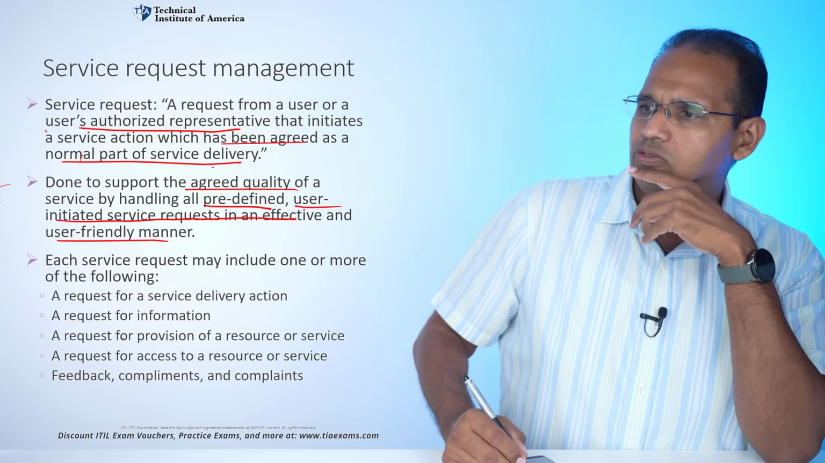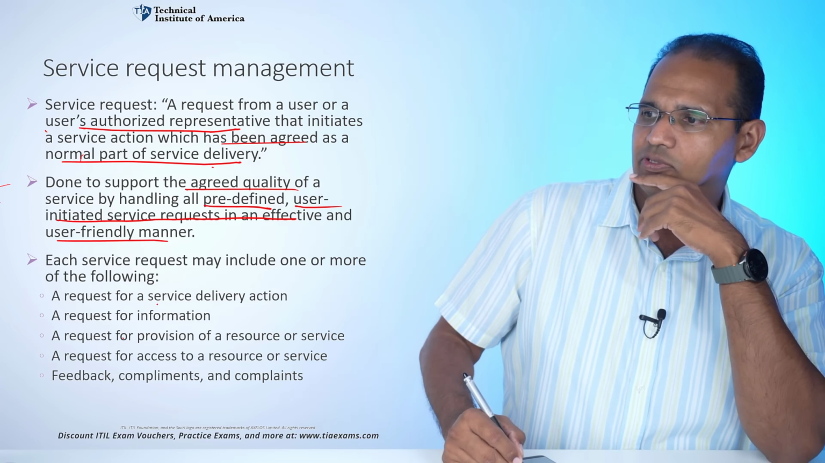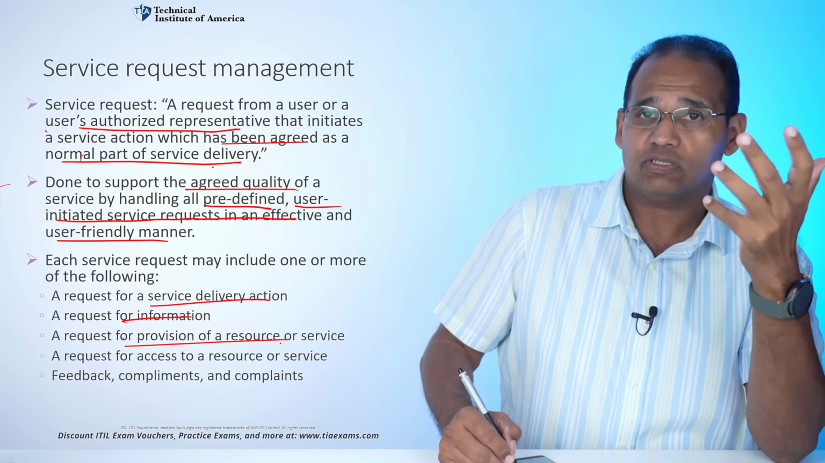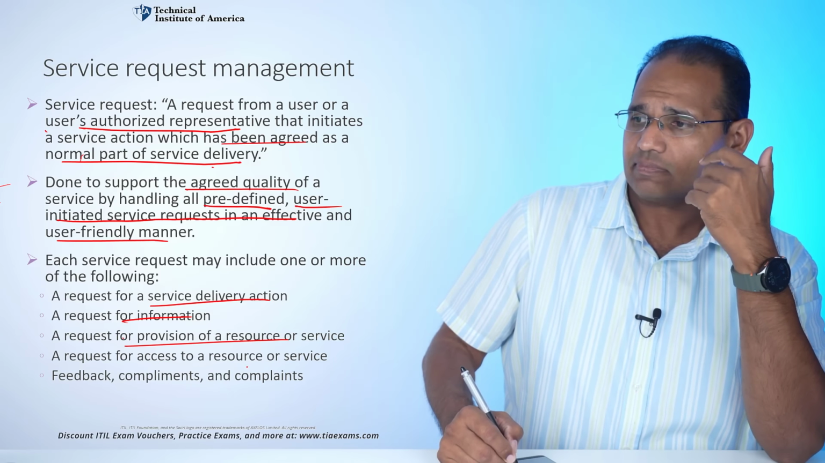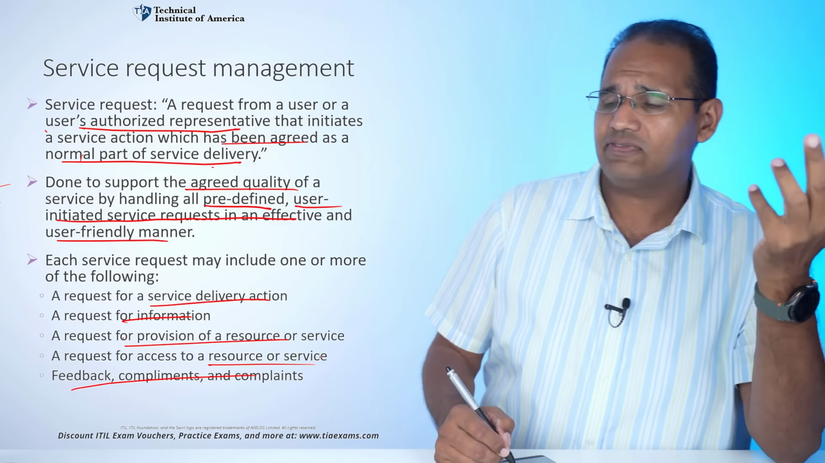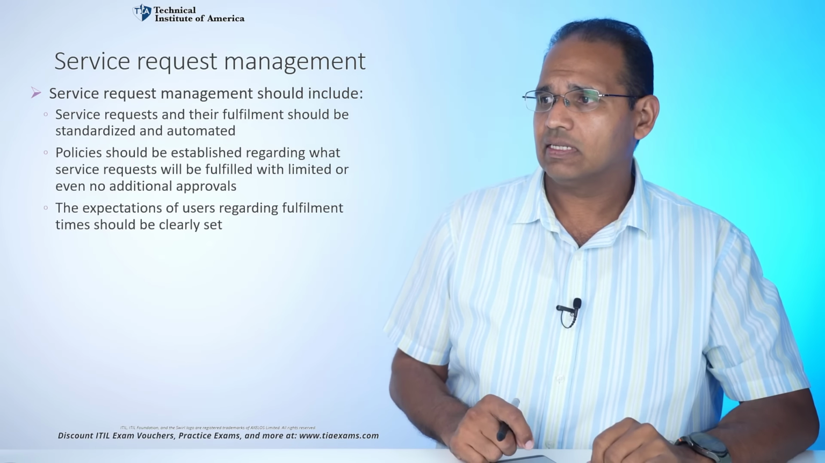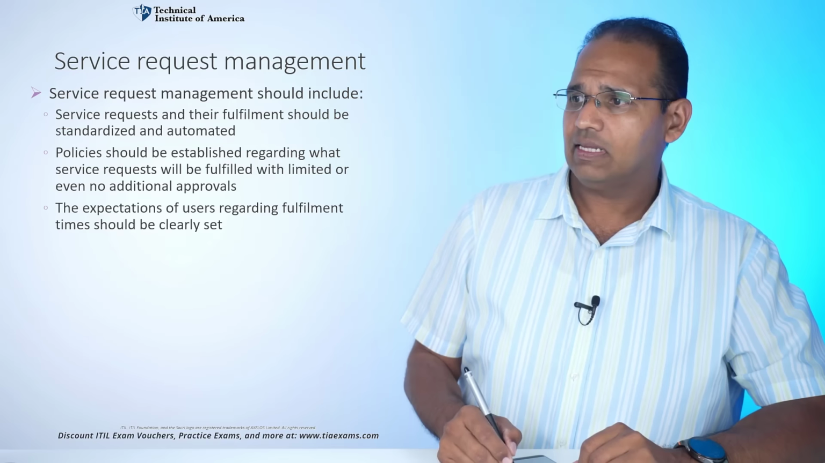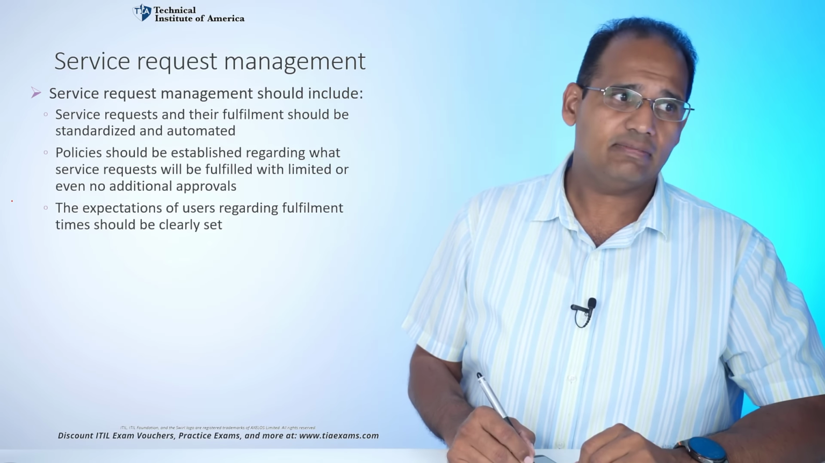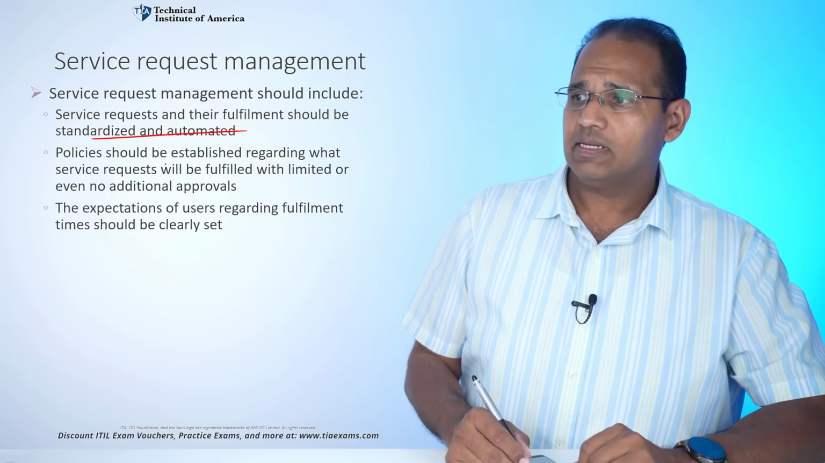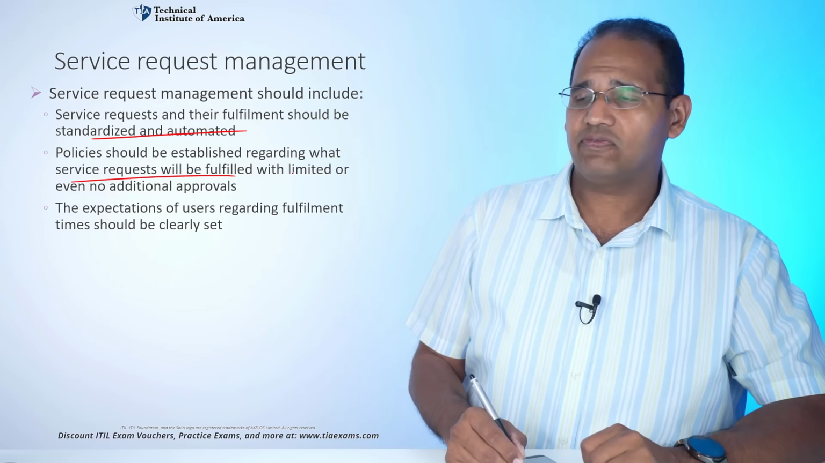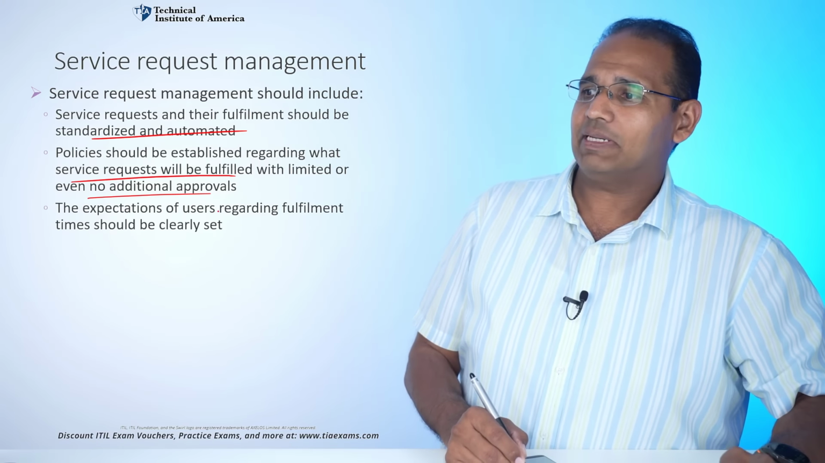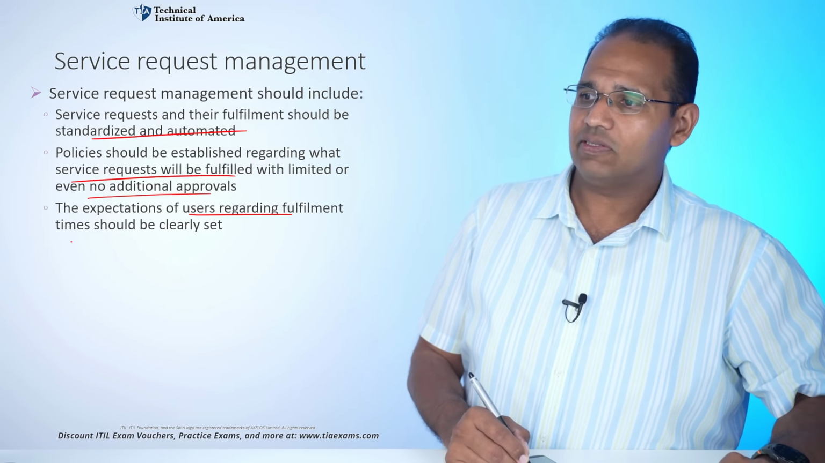Each service request would include one or more of the following. Sometimes people request a service delivery action, like remove or add. They may request information. They may request a provision of a resource. They may request access to that, or sometimes they just call to give feedback or compliments or complaints on a particular service. Service request management should include the service request itself and how we are going to fulfill it. Sometimes these things are automated. I want to point that out. Sometimes they're fully automated. Policy should be established regarding what service requests will be fulfilled with limited or no additional approval. The expectations of users regarding fulfillment time should be clearly set.